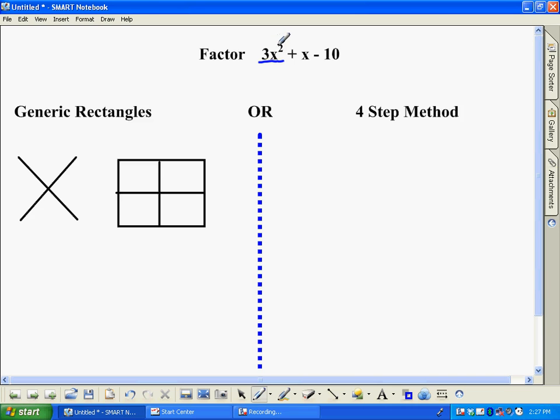Some people just do this in their head, and I'm going to say that if you're somebody watching this video, you're probably not one of those people. So I'm going to show you two different methods for how this works. One of them is called the generic rectangle method. The other one's called the four-step method, and I'll go ahead and show you each of them.